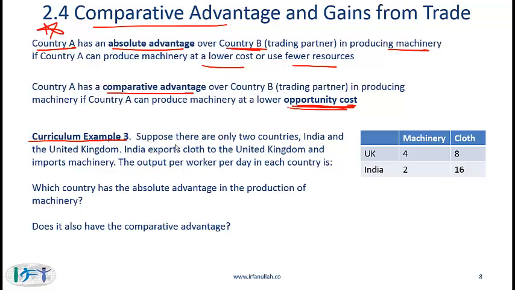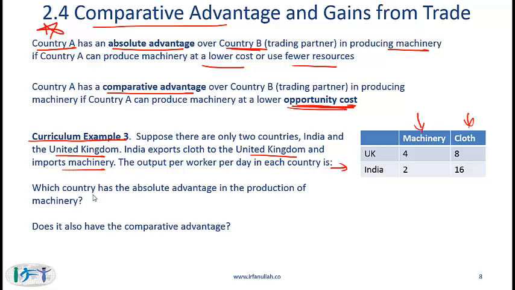This is another simple but extremely useful example. Suppose there are only two countries, India and the United Kingdom. India exports cloth to the UK and imports machinery, and the output per worker per day is shown over here. This little table effectively gives us the productivity of both countries with respect to machinery and cloth.